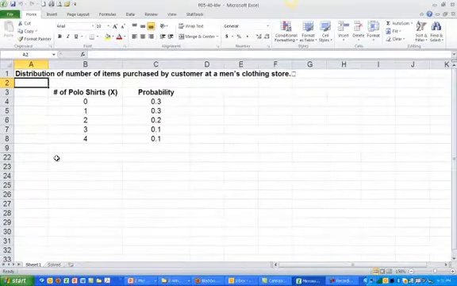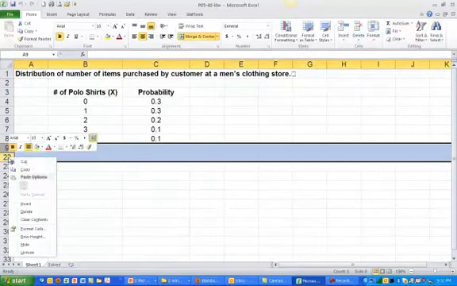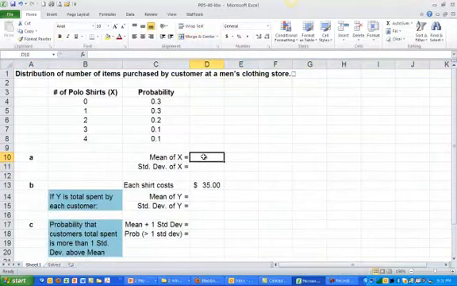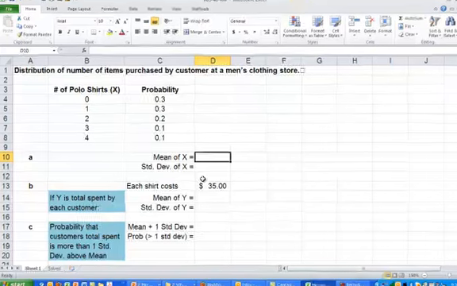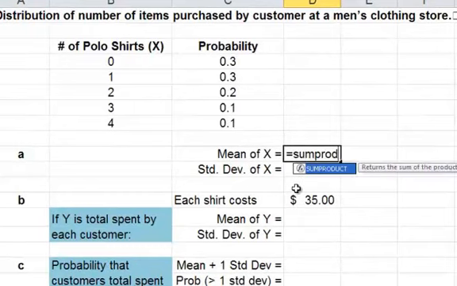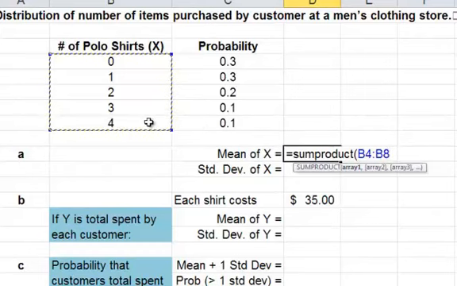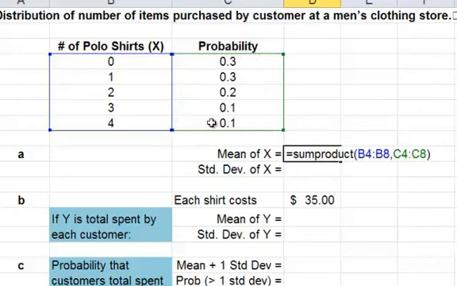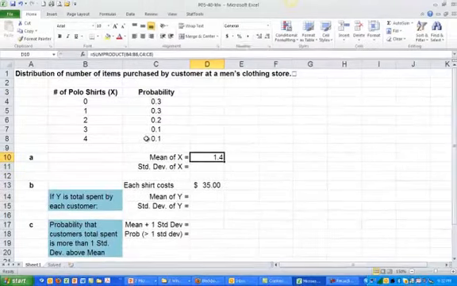Our expected value is, and I've actually created some placeholders down here to put some of these answers. Our expected value of x, the mean of this distribution, is going to be the weighted sum of each of these values of x, the variable, where in each case we're going to weight it by the probability. So we'll say equals sum product of our values of x, 0 through 4, comma, our values of the probabilities. And I hit enter. And I get a mean of 1.40.